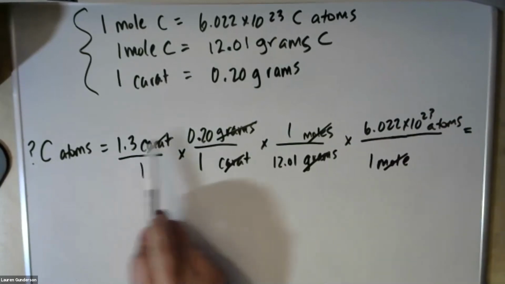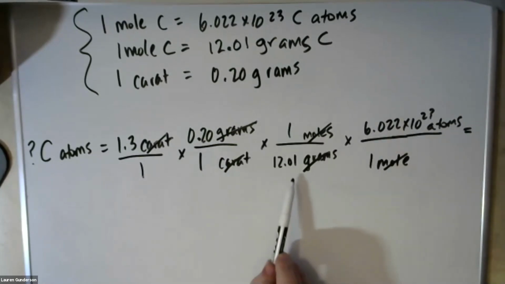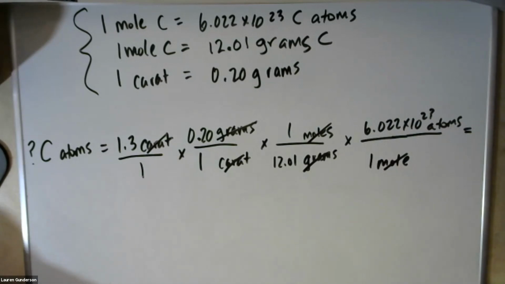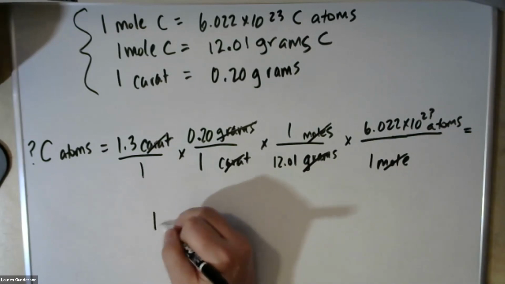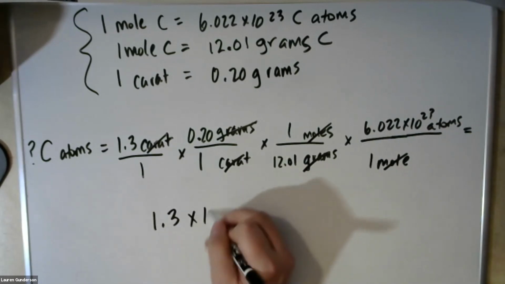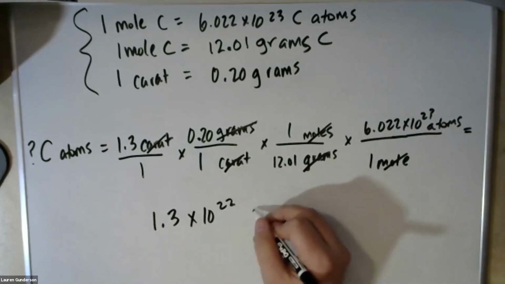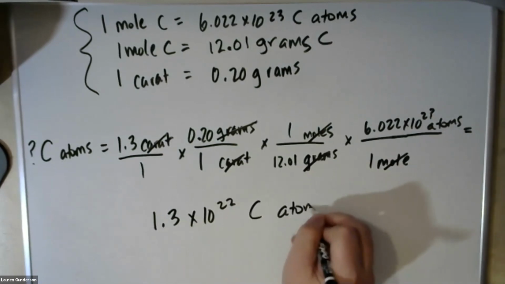Okay, and I'm going to multiply everything that's on the top, and I'm going to divide by everything that's on the bottom. And I would really take the time to attempt this so that you know that you're plugging it into your calculator correctly. Okay, you should end up with 1.3 times 10 to the 22 carbon atoms.